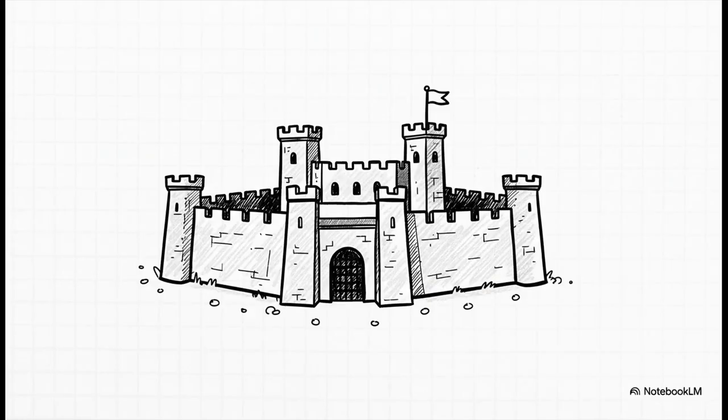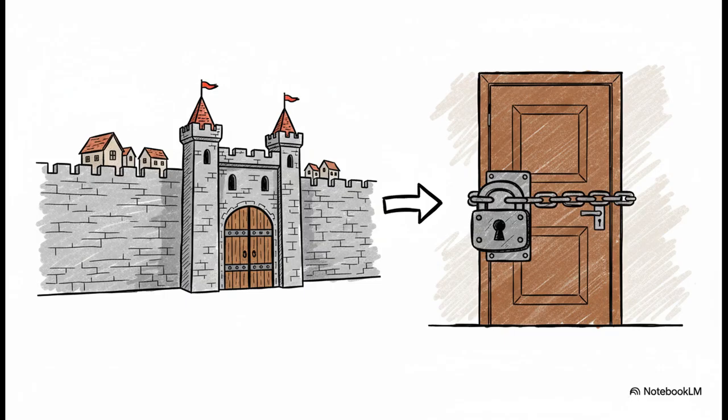So, the best way to really get this is to stop thinking about abstract rules and start thinking about a medieval fortress. Seriously, imagine your entire cloud network, your VPC, is a fortified city. It's not protected by just one wall, is it? No way! It has multiple layers of defense, each with a very specific job. And this is where that fortress analogy really clicks.